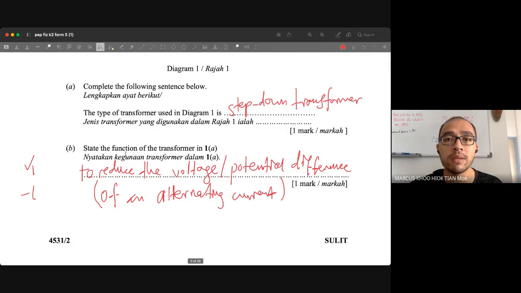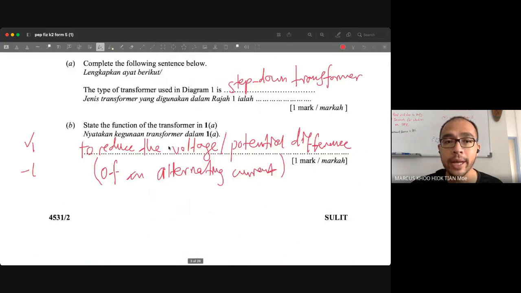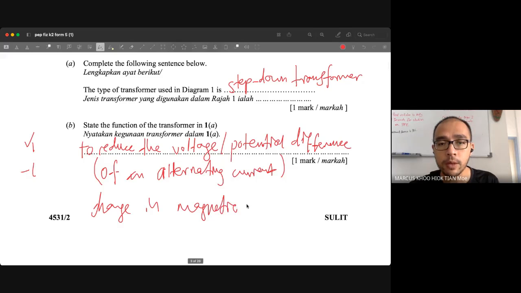But according to the marking scheme, I only want to see these 4 words, to reduce the voltage. If you want to make it a nice complete answer, it will be to reduce the voltage of an alternating current, because in the question it is already given that it's an alternating current. We cannot use direct current. A little revision: why can we not use direct current? Because there is no change in magnetic flux. If we use direct current, there is no change in magnetic flux. That's why direct current cannot be used for a transformer.